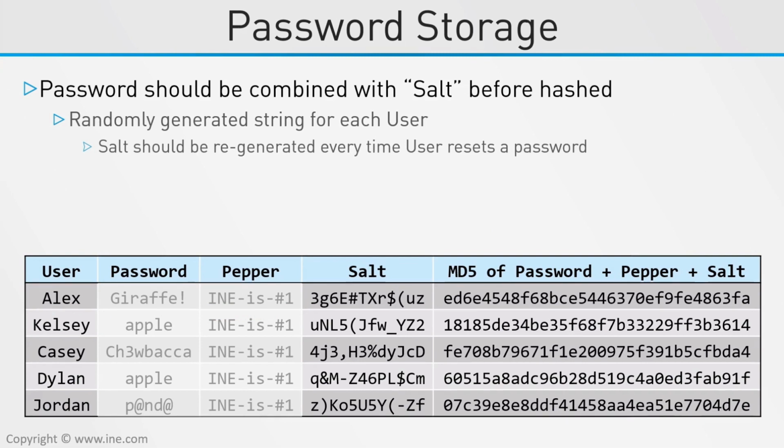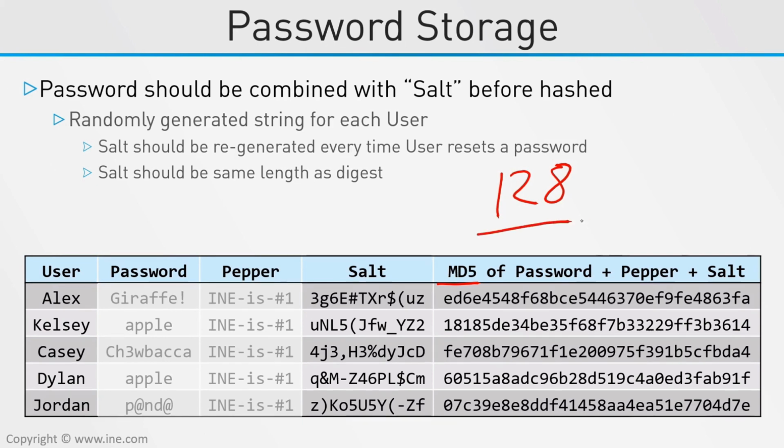The salt should be generated randomly for every single user, but it should also be re-randomly generated every time the user changes a password. The idea is no password instance should ever share the same salt. Moreover, salt should be of a certain length. We simply use a 12-character salt for simplicity, but ideally the salt should be the same length as the actual message digest. If you're using MD5 as your hashing algorithm, which produces a 128-bit digest, you should have a 128-bit salt.